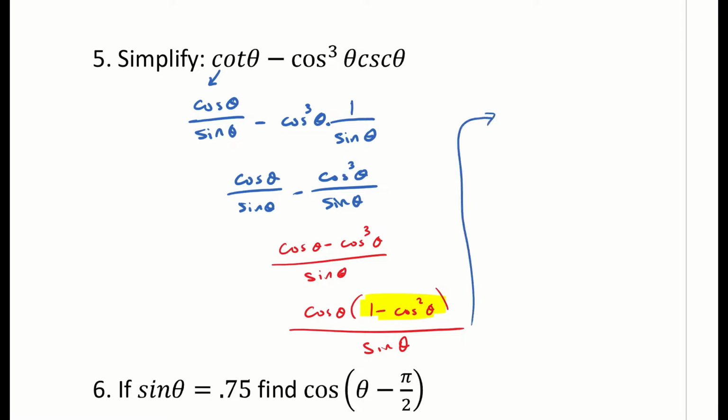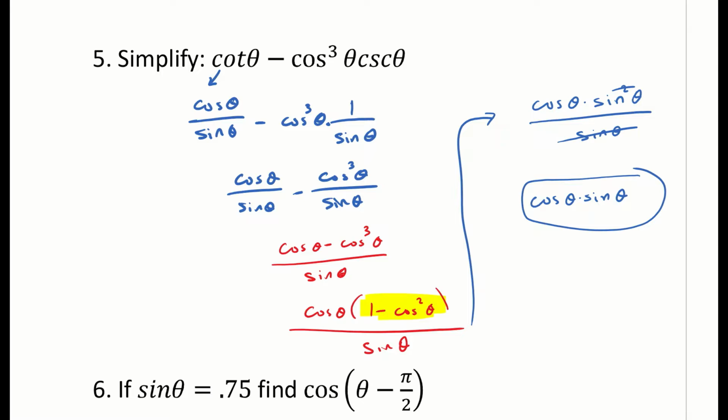So I'm going to restart here. I have cosine theta times sine squared theta over sine theta. Now since I have a sine squared theta in the numerator and a sine theta in the denominator, the sine in the denominator cancels and one of the sines in the numerator stays. So then I end up with cosine theta times sine theta. And that's as far as we can go. We can't take it any further. Can't rewrite it in terms of sine and cosine because it's already there. It can't factor, can't do anything else. So that's as far as we can take it.